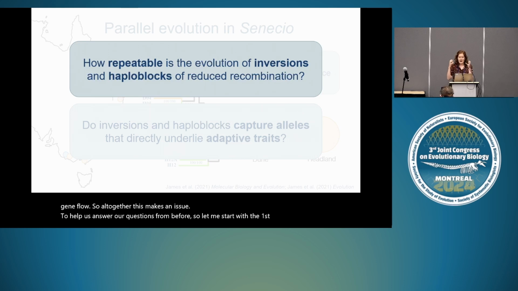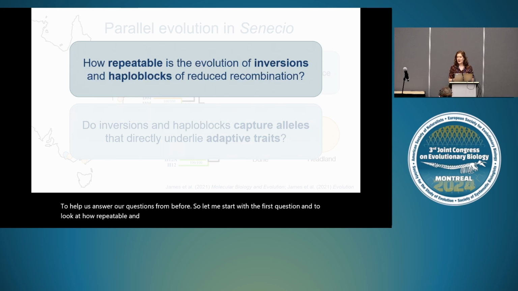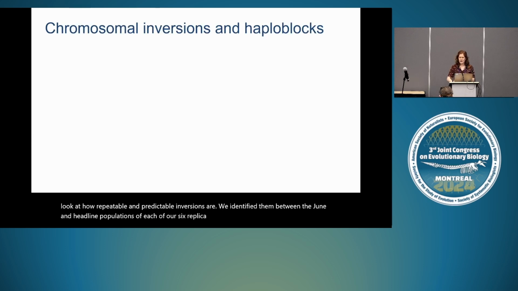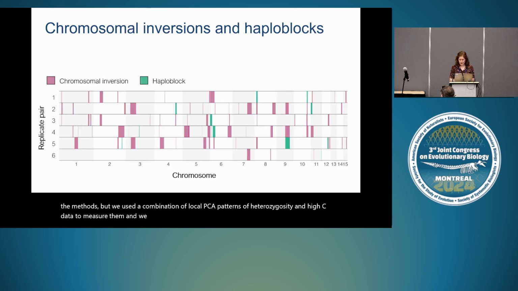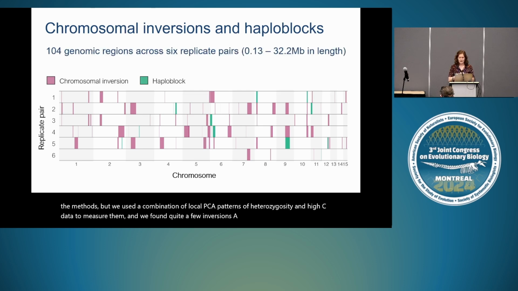To look at how repeatable and predictable inversions are, we identified them between the dune and headland populations of each of our 6 replicate pairs. I won't go into too many details on the methods, but we used a combination of local PCA, patterns of heterozygosity, and Hi-C data to measure them. And we found quite a few inversions, 104 across our 6 replicate pairs.